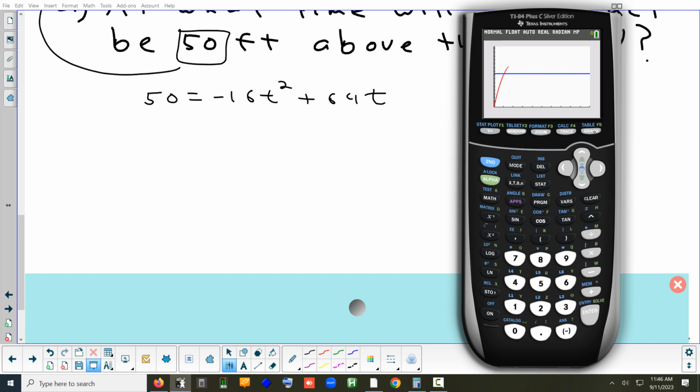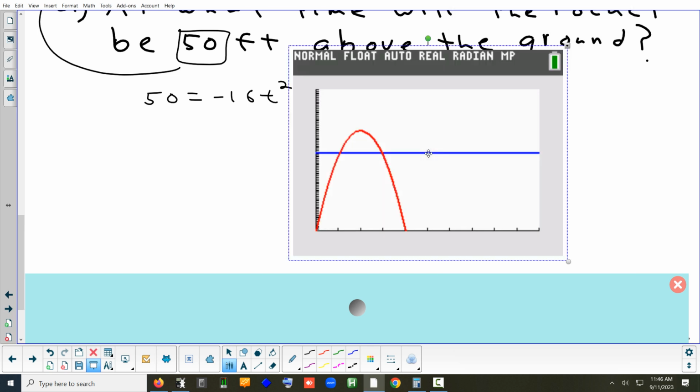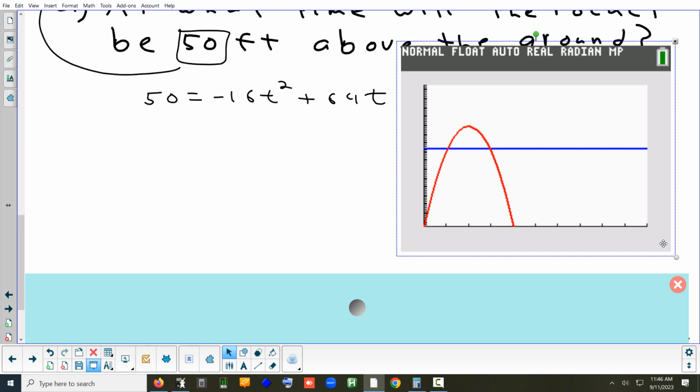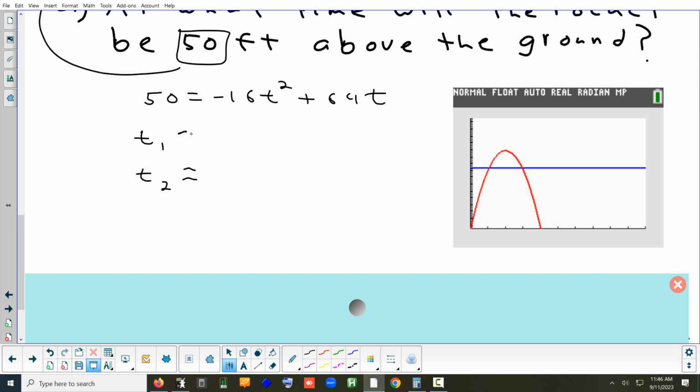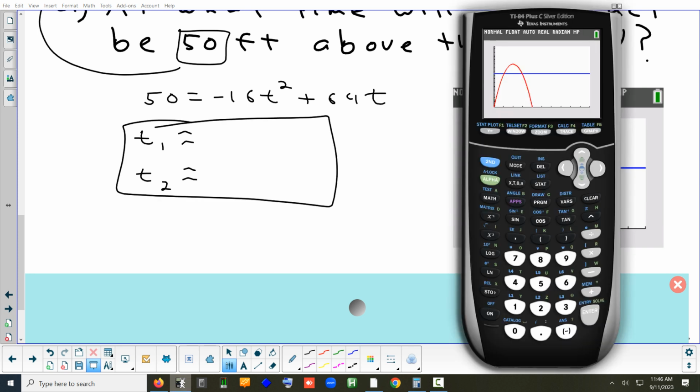There's my line that marks 50 feet. And there's my parabola that represents the height of the object. And as we already said, how many times does it look like it hits 50 feet? 2 times. So we'll call it T1 and T2. There'll be 2 different times. And does anybody remember the button we have to press to figure out exactly what that time is? Second, calculate, yep.